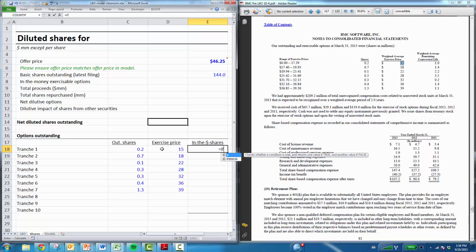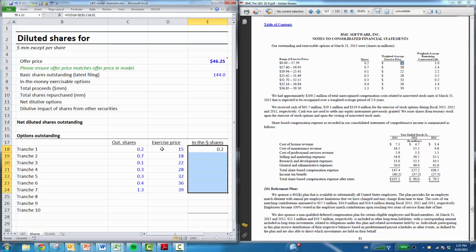or not. So we're going to do that by looking at if, all right, let's start a little more logically. If this exercise price is less than the offer price, and we're going to anchor that because we're going to copy and paste that down, that means that these outstanding shares are considered in the money. We're going to add them into the dilutive share count. Otherwise, we're not going to include them. We want to make sure we fill it all the way down.